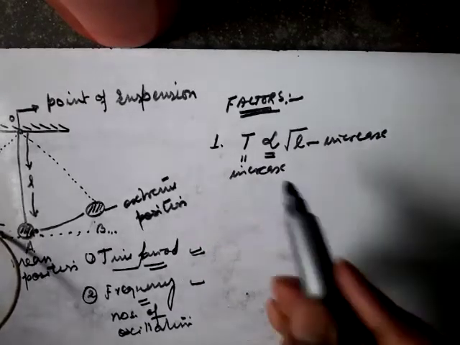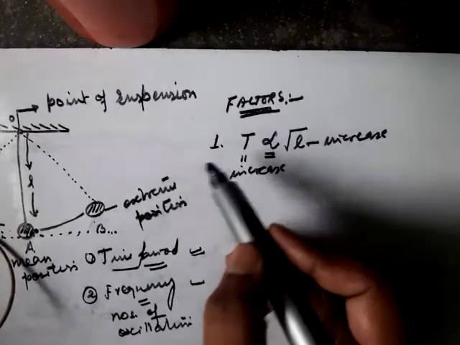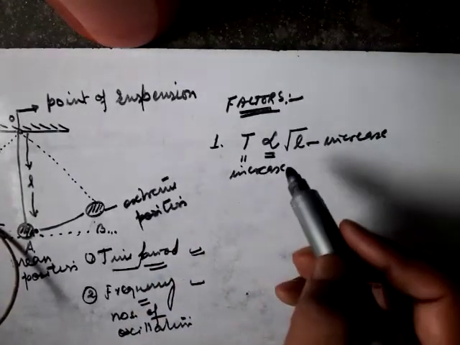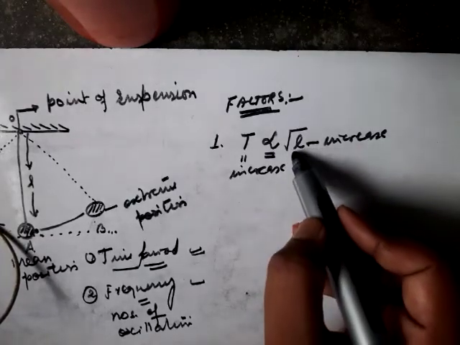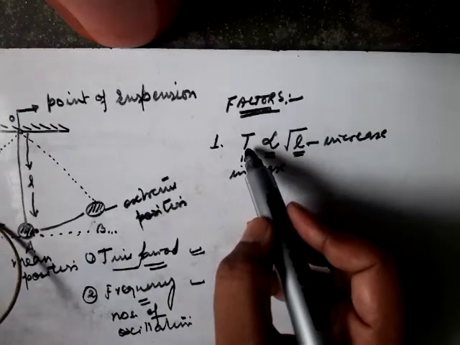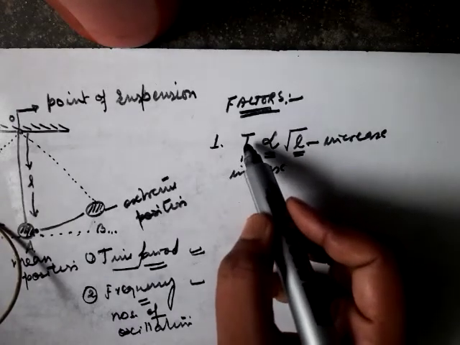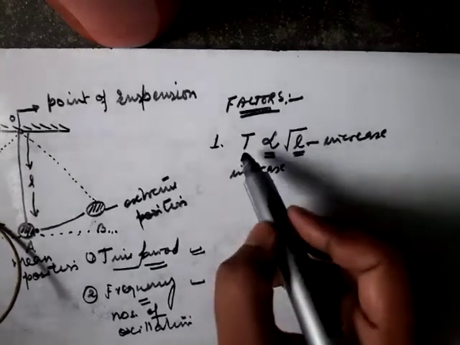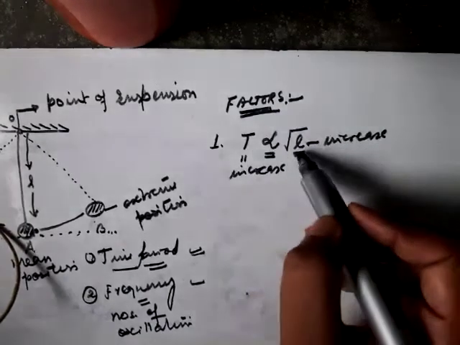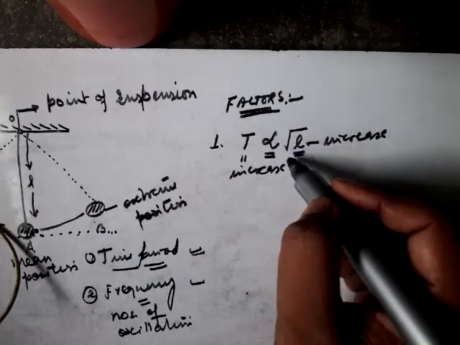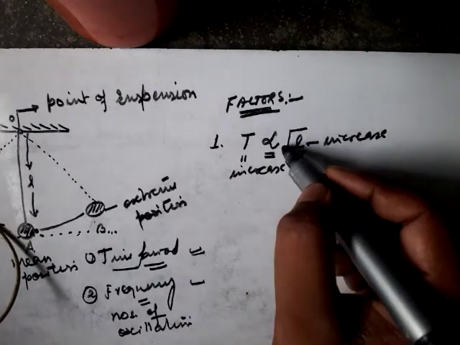Okay, so how did they get this? They have just done the experiment, and they found that with increasing the effective length of the simple pendulum, the time period of the pendulum also increases. Although it is increasing while increasing the length, it increases in that manner because we are going to take the square root.